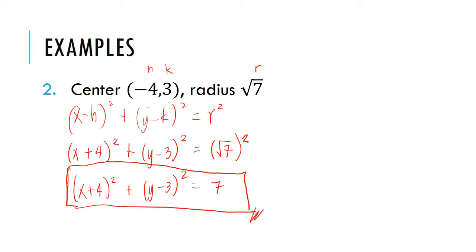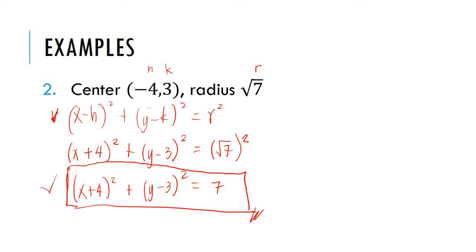So maybe you'd ask, why didn't I expand or simplify the square of the binomial? Because we are in standard equation. The standard equation should look like this. If you expand that, it will become the general equation. Okay, so the answer should look like this.